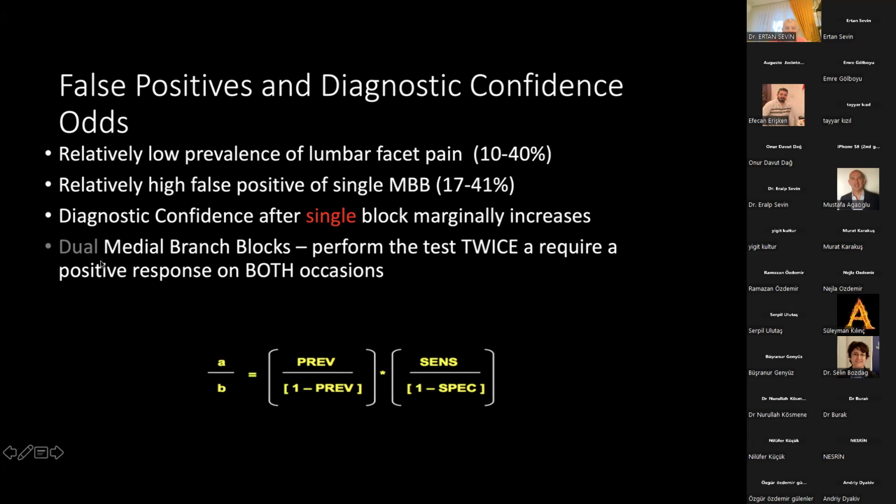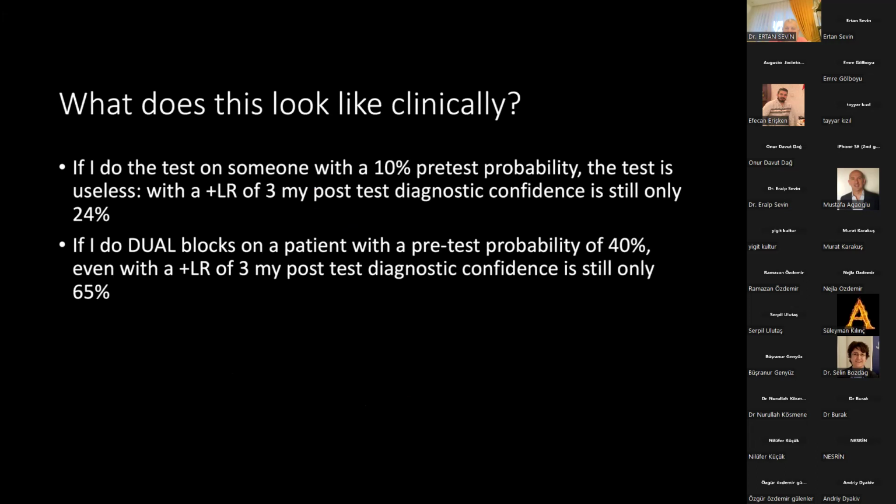So that led to, at least in practice, based on theory, the idea that you do the test twice. Because if you do the test twice, your post-test probability after the first test becomes your pre-test probability before the next one. And so you can increase your post-test probability the more you repeat the test and get the same result. So if you ever hear the term dual medial branch blocks, all that means is doing the test twice and requiring a positive result on both occasions.